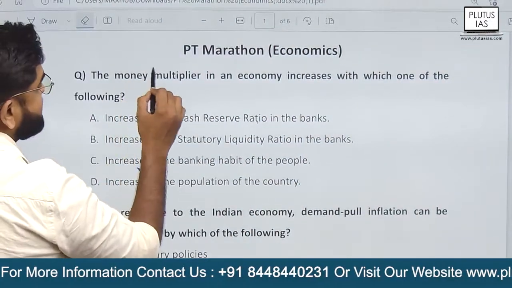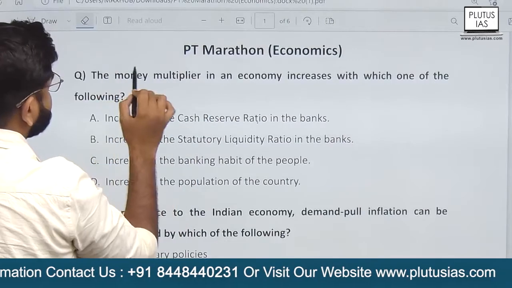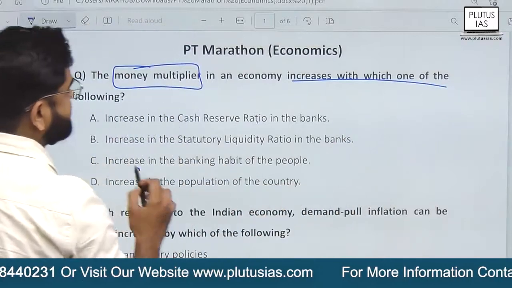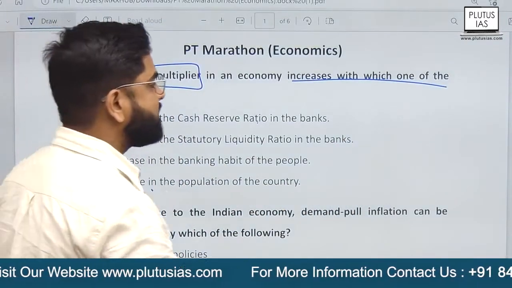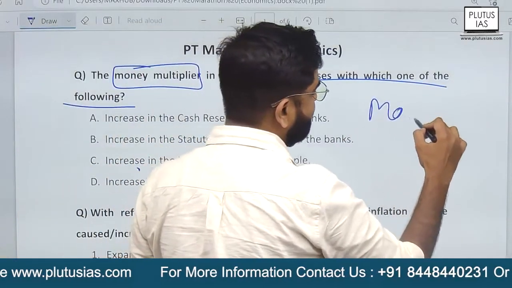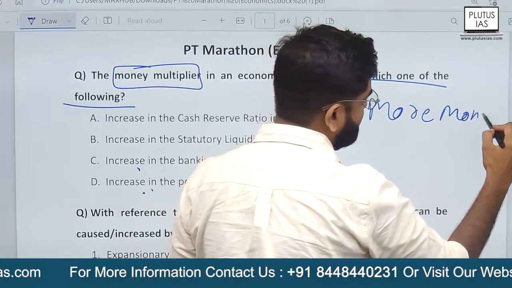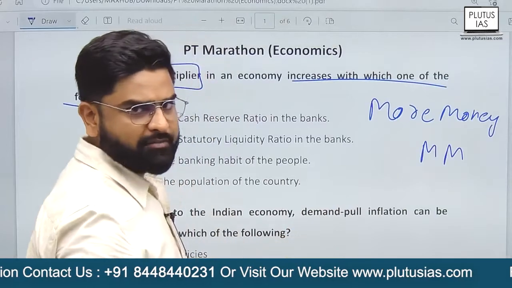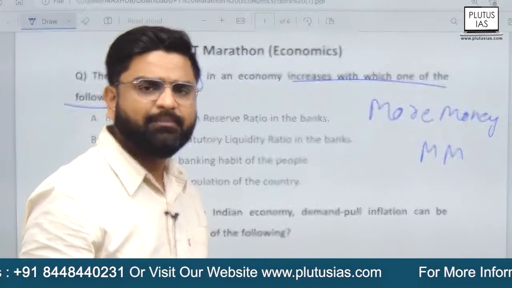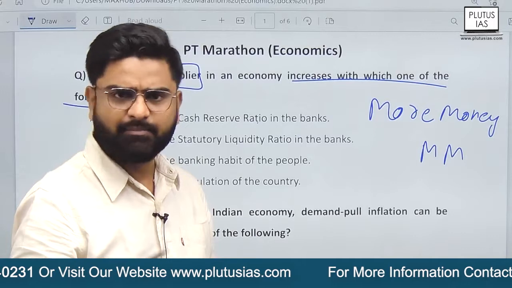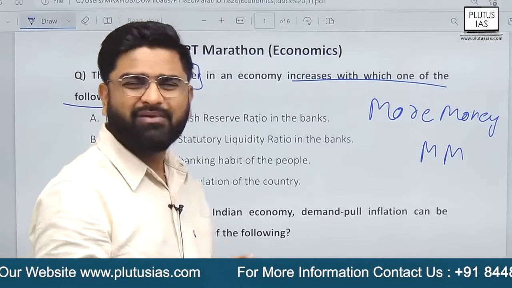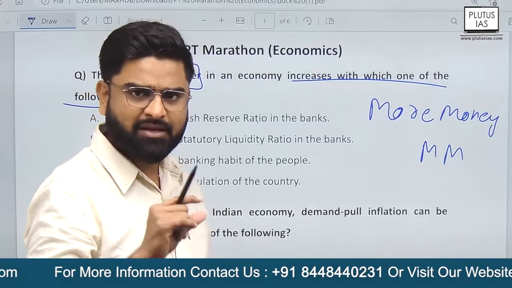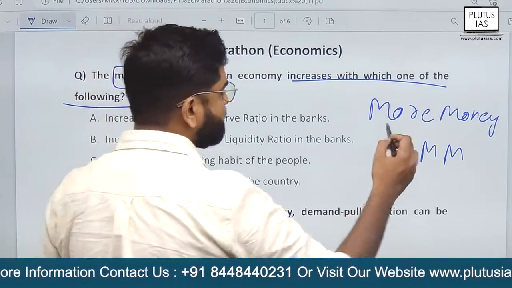The question number 1 is the money multiplier in the economy. The money multiplier in an economy increases with which one of the following? So money multiplier simply means, more money with the bank means more MM. Simply stating, more money means more MM, because more money with the bank means they can lend more to the people, and simply the MM will increase. There is a formula in NCERT and all, not important. I have always said it is not important. Learn the concept and try to apply it. That's it. So let's see.